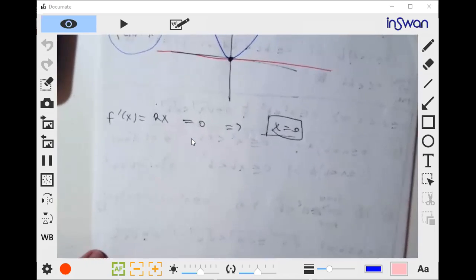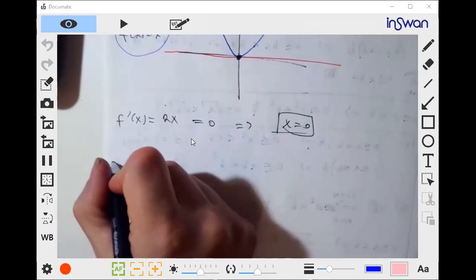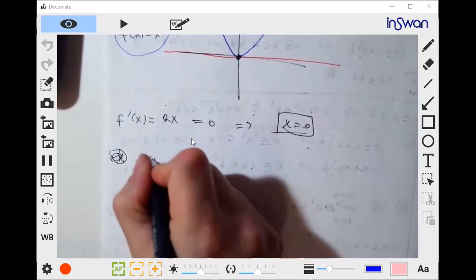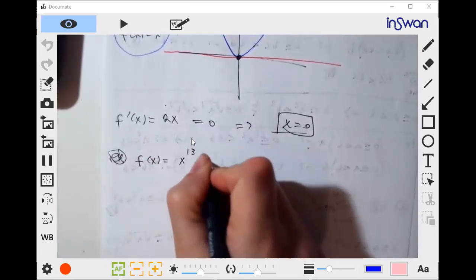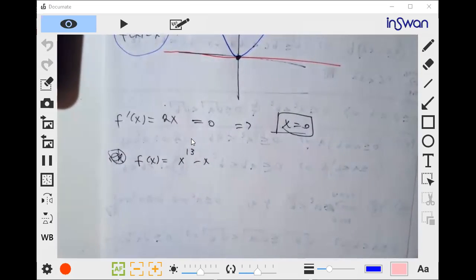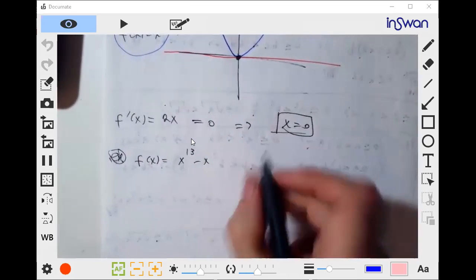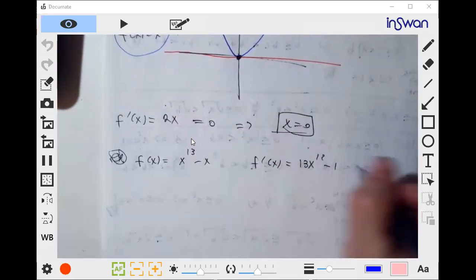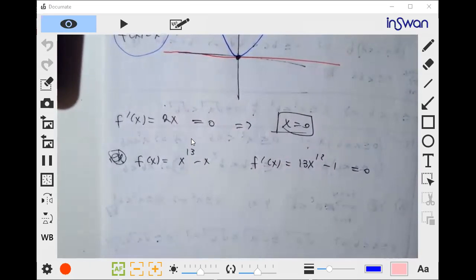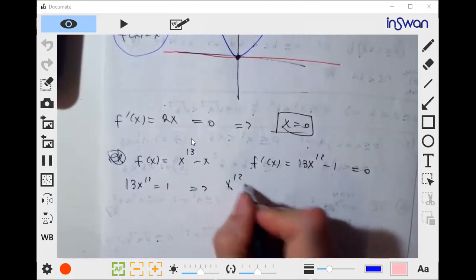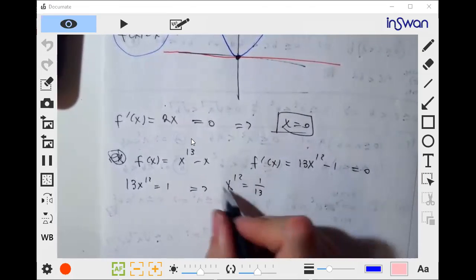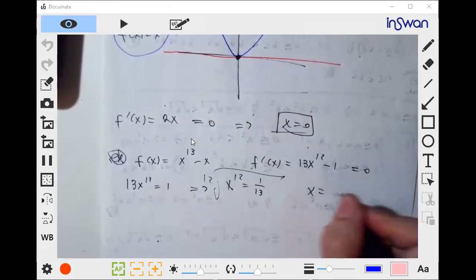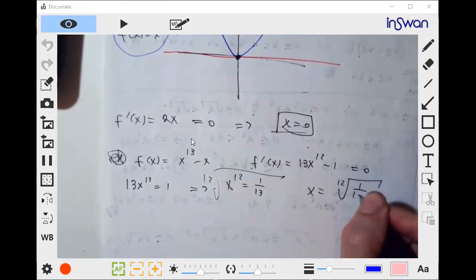But let's do something more complicated, okay? What about f of x is equal to x to the 13th minus x? Where does this guy have horizontal tangents? Well, we can take its derivative, f prime of x, and that's 13x to the 12 minus 1. We could set this equal to 0 to discover where the points of horizontal tangents are. So that's 13x to the 12 is equal to 1. Divide both sides by 13, we get x to the 12 is equal to 1 over 13. And then we could take the 12th root of both sides. So we get x is equal to the 12th root of 1 over 13.